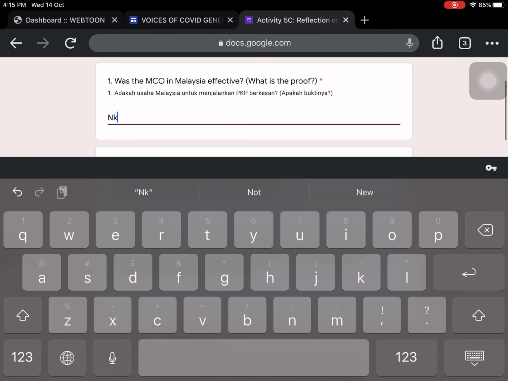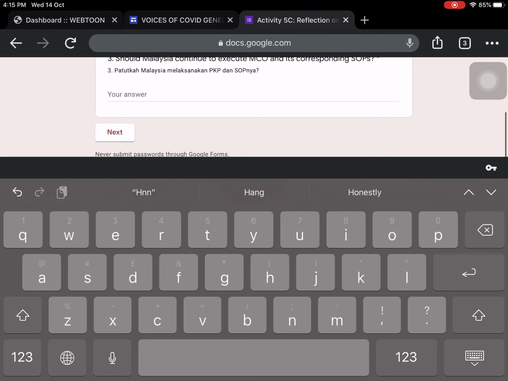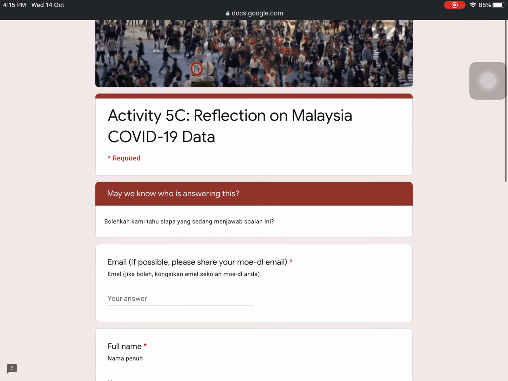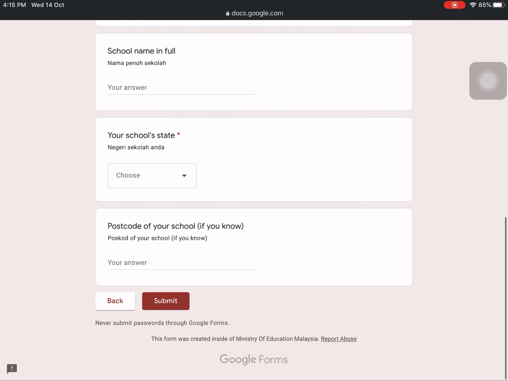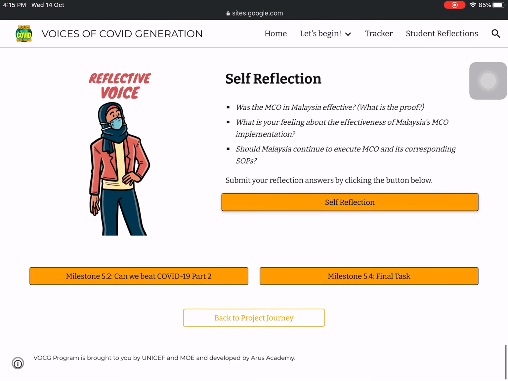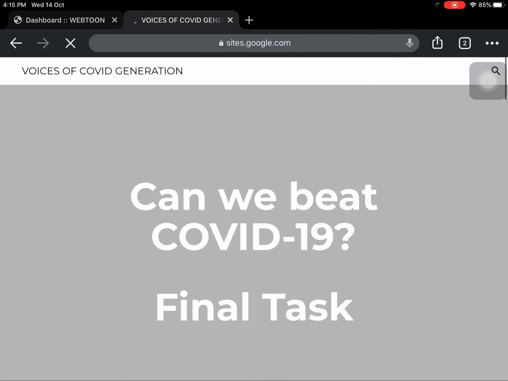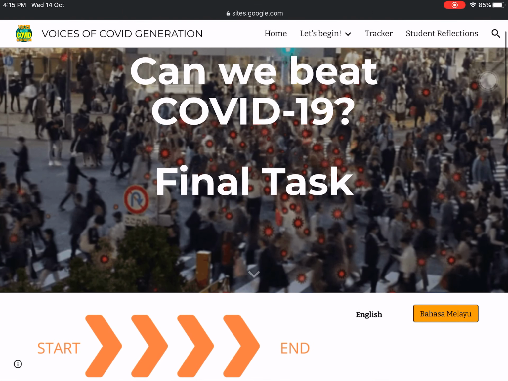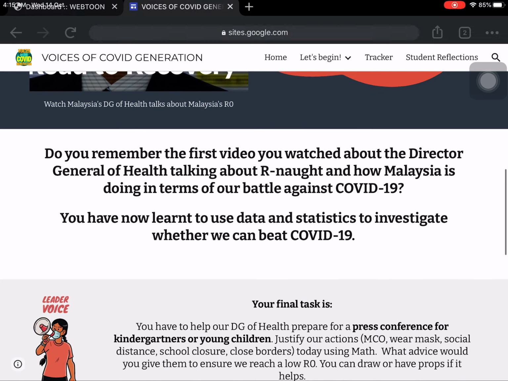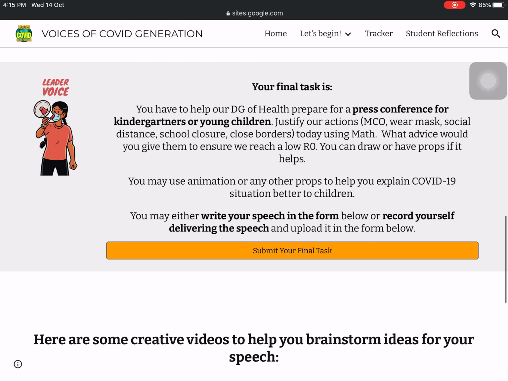Okay, alright. So hold on. I just want to see if there are more questions to this 5C activity. No. So see, 5C is quite a short reflection compared to the last task. Okay, once you're done with 5C, final task for the milestones. Okay, remember this, just a few reminders. Okay, final task. I'll read this for you.